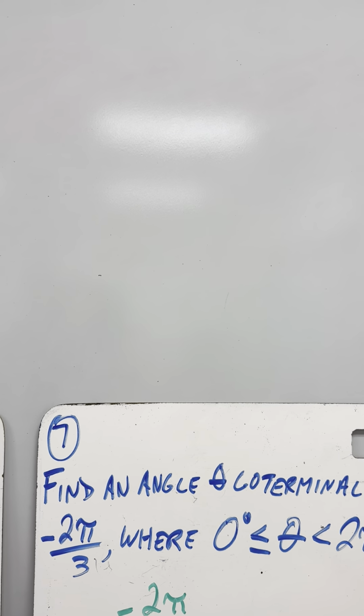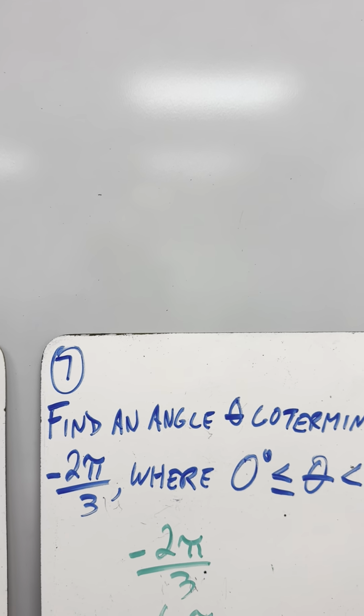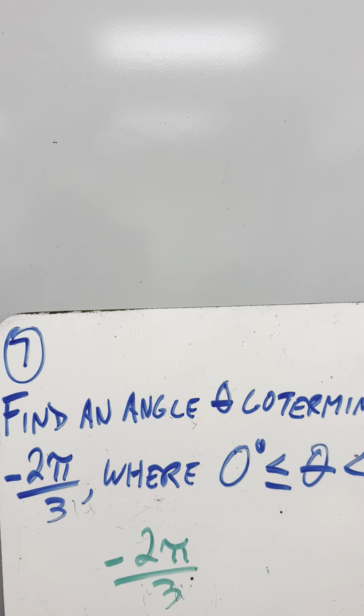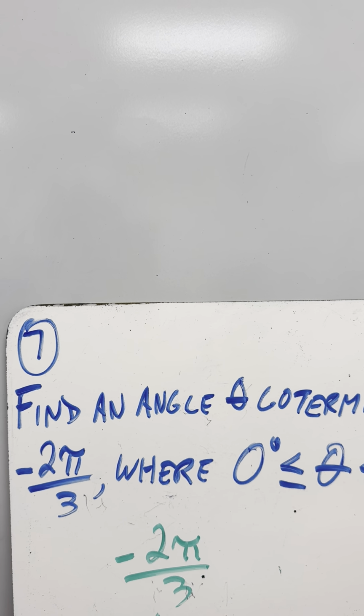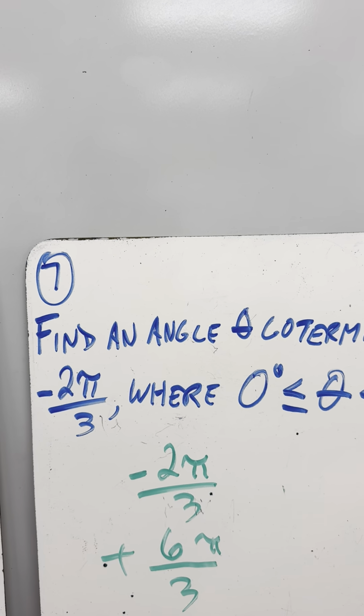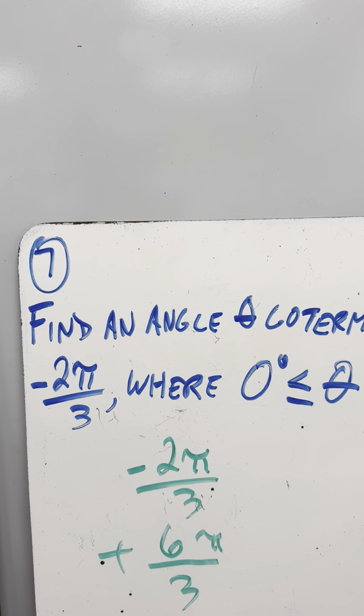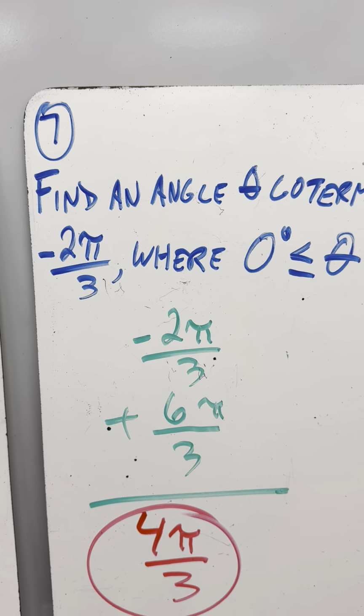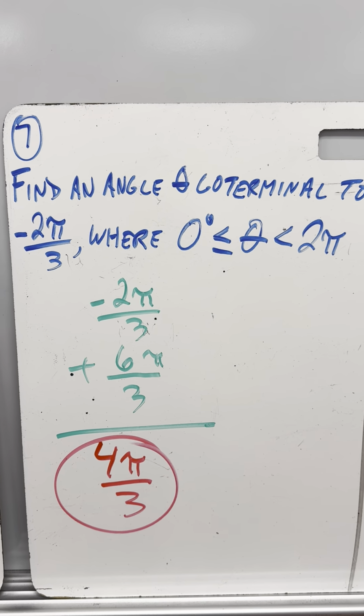How about negative 2 pi over 3? Okay. So what's the same as 2 pi? That would be 6 pi over 3. That's the same as 2 pi, right? What's negative 2 plus 6? 4 pi over 3. There you go.